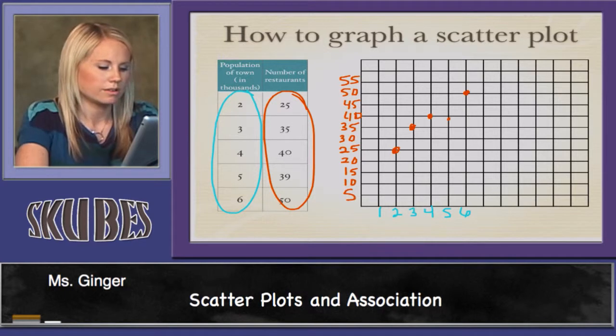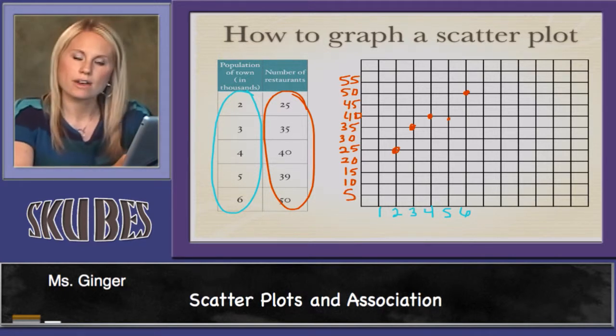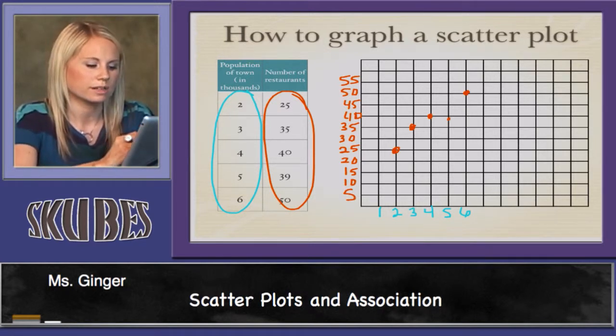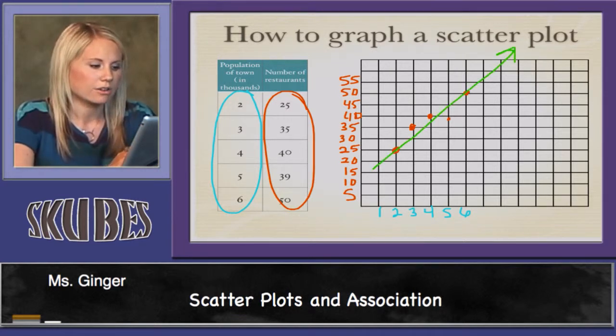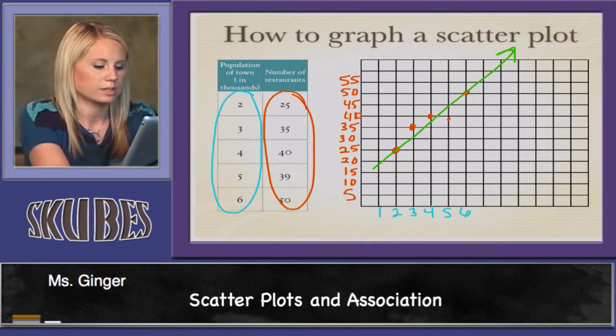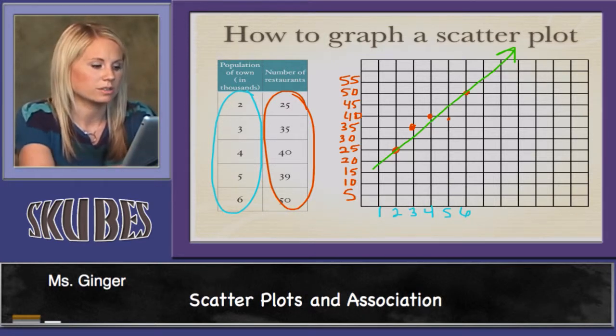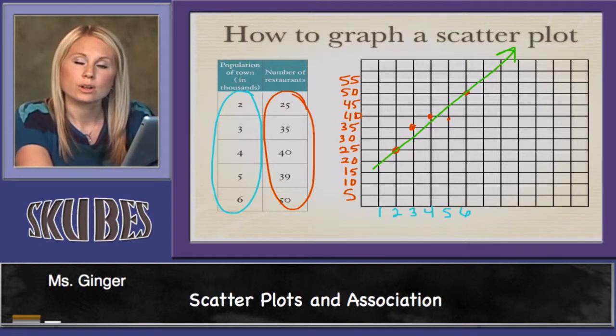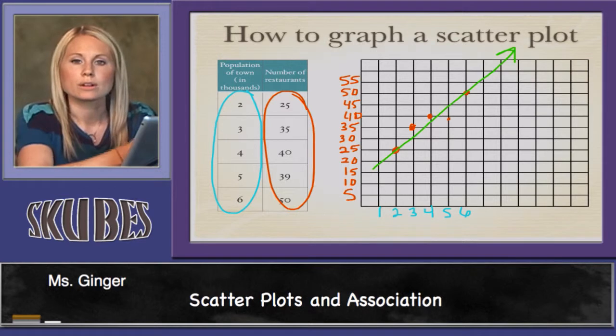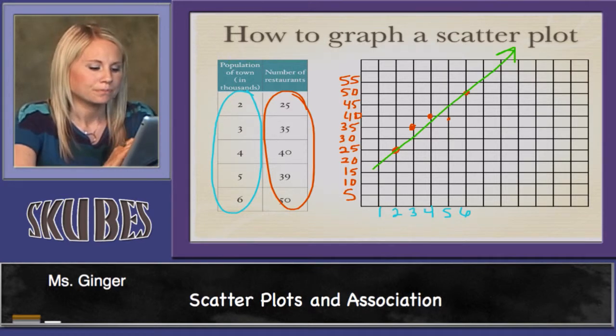All right, so it looks like there is some kind of pattern here, some kind of relationship. Looks like it's a positive association. Seems to be the higher that our X goes, let's see what our X is measuring, the population of a town, the higher that goes, seems to be the number of restaurants increases. So that makes sense. The more members in a town, the more restaurants they would need to accommodate that.